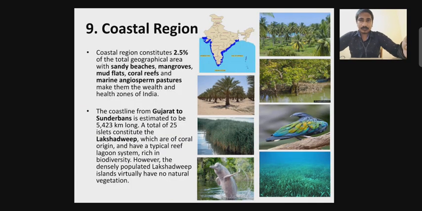Next is your coastal region. The coastal region is mainly the area between the sea and the land. It constitutes about 2.5% of the total geographic area, with sandy beaches, mangroves, mudflats, coral reefs, and marine angiosperm pastures. The coastline from Gujarat to Sundarban is estimated to be 5,423 km long. A total of 25 islets constitute the Lakshadweep Islands, which are of coral origin and have a typical reef lagoon system rich in biodiversity. However, the densely populated Lakshadweep Islands virtually have no natural vegetation.